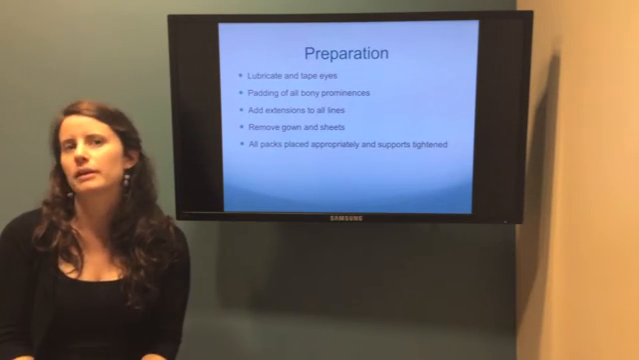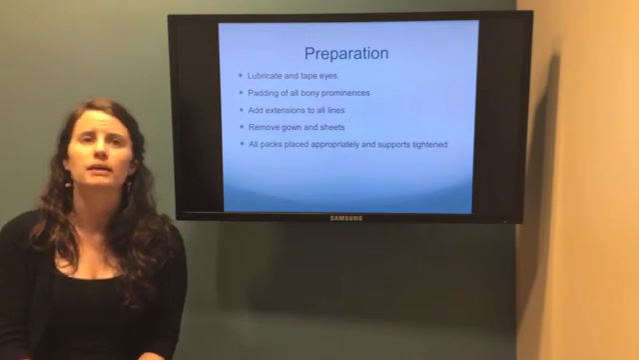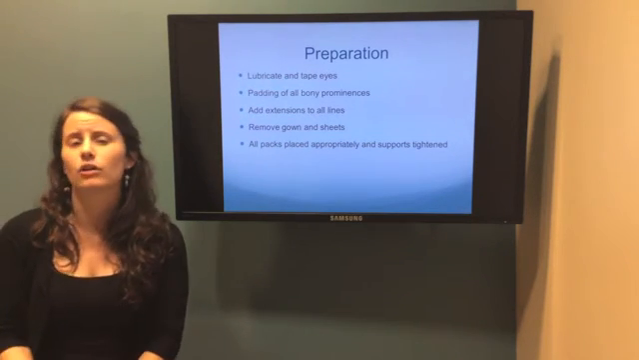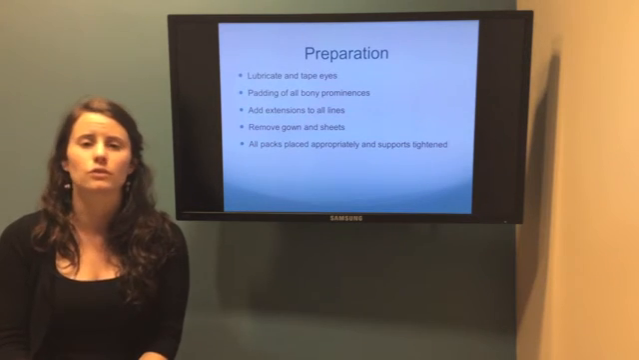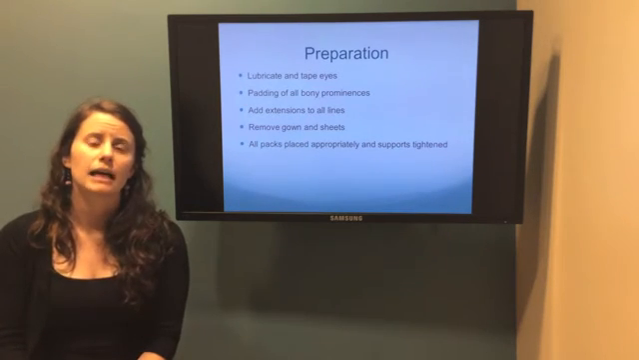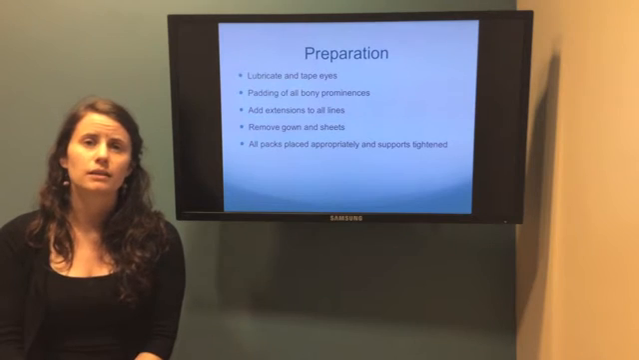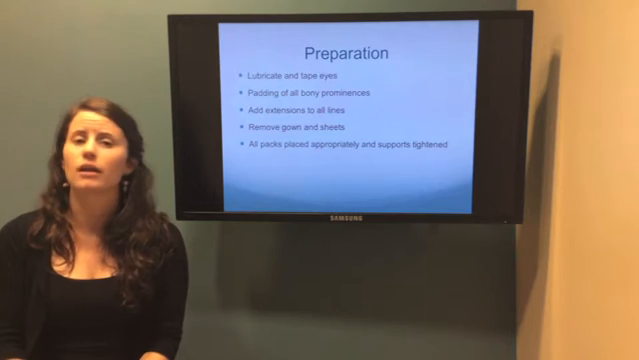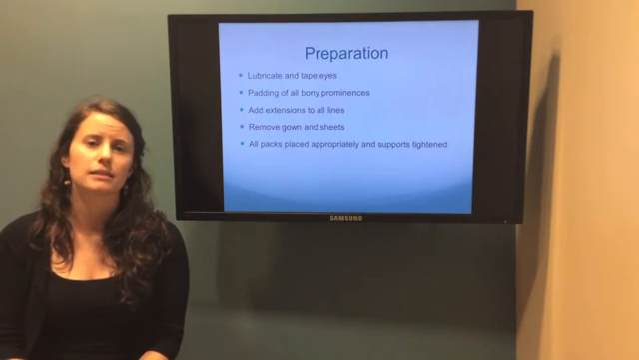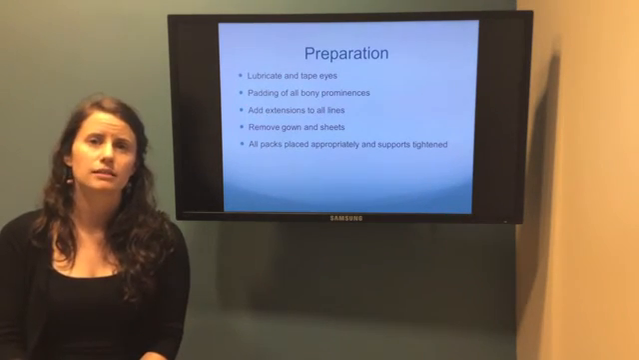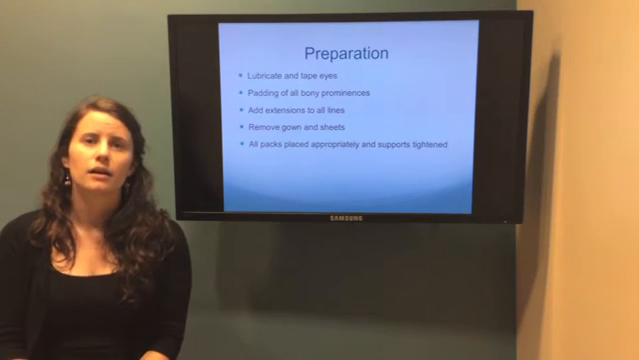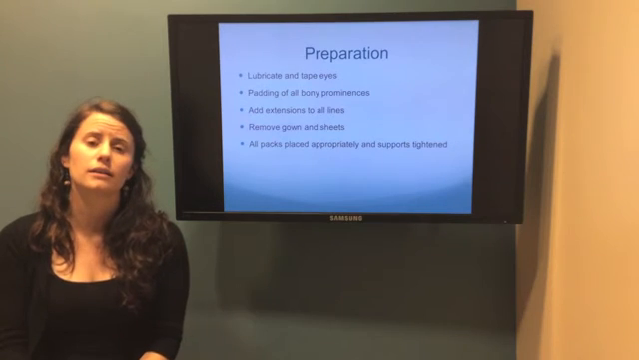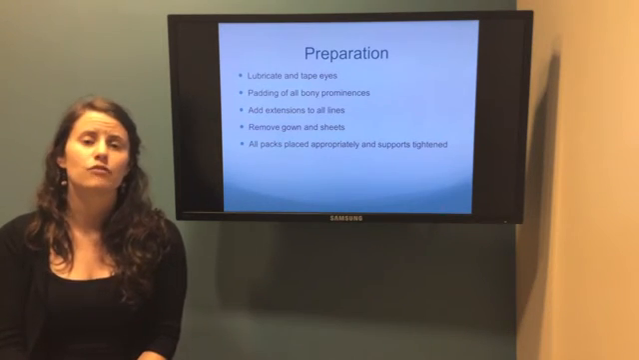In order to prepare a patient to be placed into the rotoprone therapy bed, you need to lubricate their eyes, tape their eyes shut, pad all of their bony prominences with Mepilex or another similar device, add extensions to all of their tubing, and remove their gown and any sheets. They are not placed with any bedding into these beds; only the packing is utilized in order to prevent skin breakdown. Then all of the packing needs to be placed appropriately and secured in order to keep these patients safe when they are rotated.